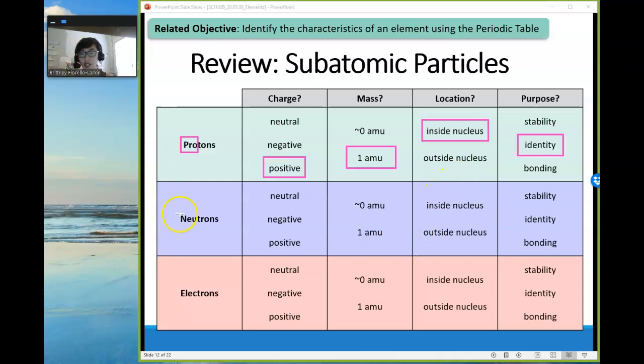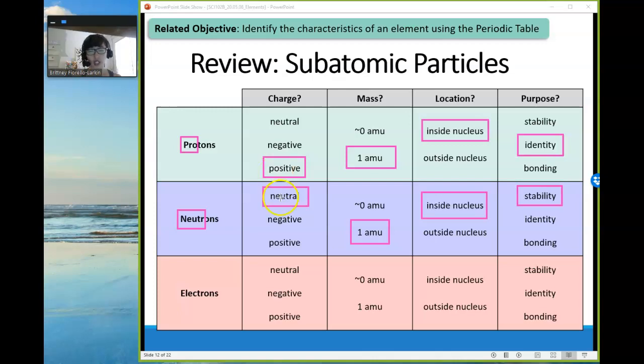So neutrons start with the prefix neutra, which is neutral. So they have no charge, they're neutrally charged, and they still have mass. Again, the reason they have mass, they're found inside the nucleus, our massive nucleus. So you remember all your masses in the nucleus. Neutrons are in the nucleus, therefore they have 1 atomic mass unit of mass each. And then their purpose is stability. Remember that these protons, because they're all positively charged and likes repel, these protons actually don't want to be next to each other.